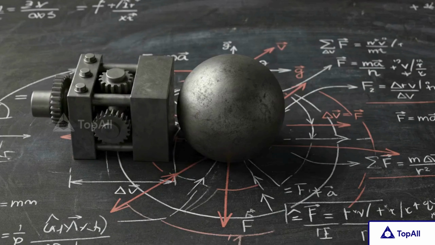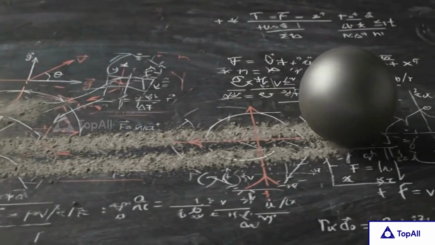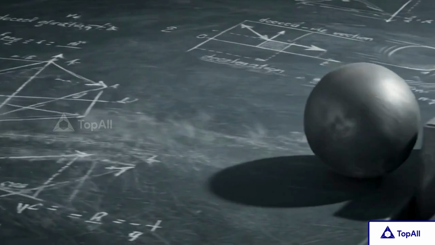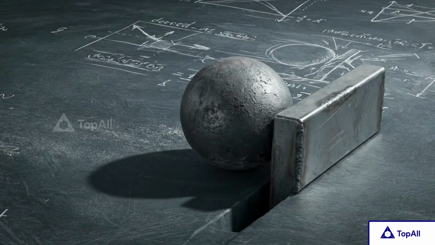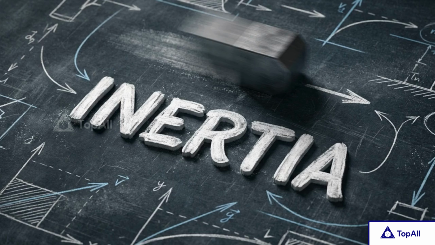Take a look at this metal sphere. When you push a massive object, it doesn't instantly reach top speed. It fights you. It takes significant effort to get it moving and an equal amount of effort to stop it once it has momentum. In physics, we know this as physical inertia.